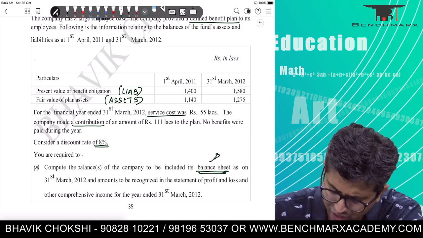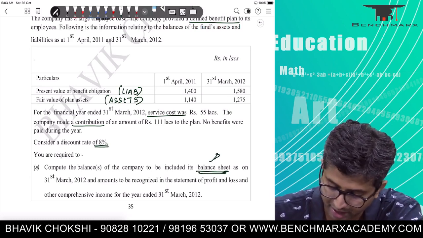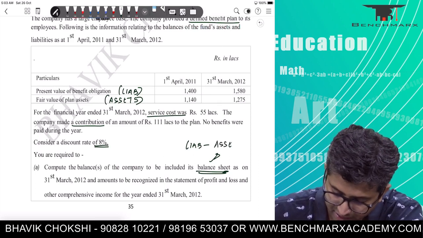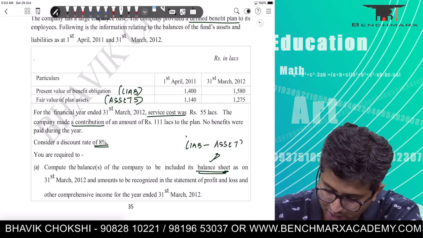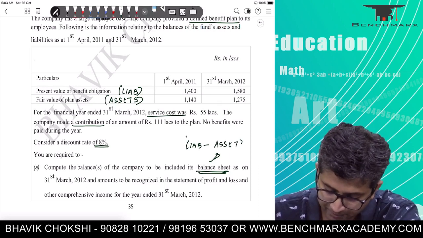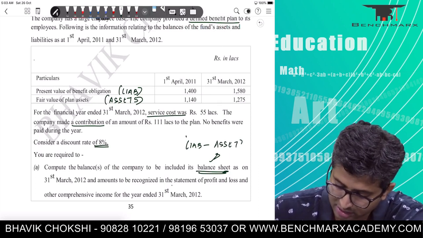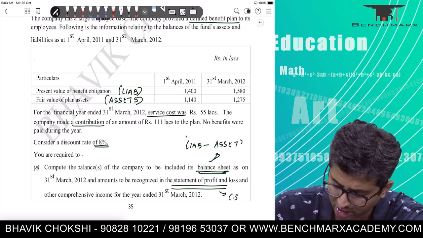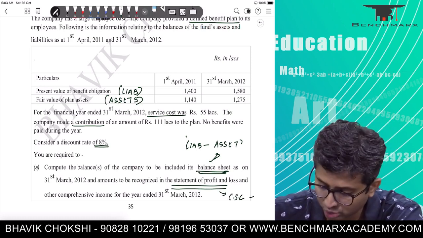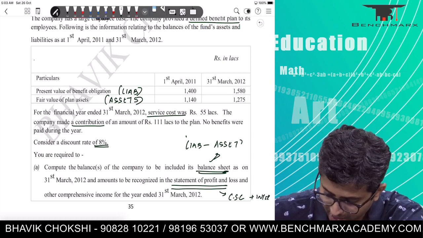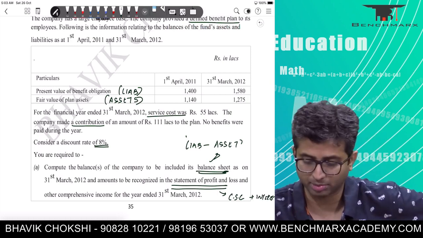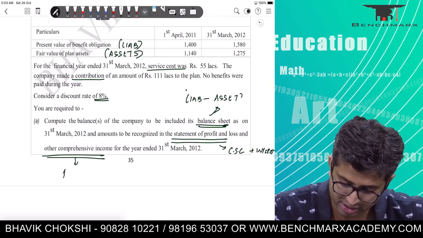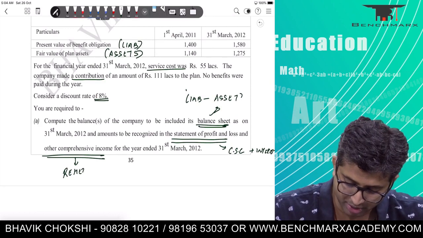Okay, what is shown in the balance sheet? Ideally, the amount to be shown in the balance sheet is the value of the liability minus the value of the asset. That is the amount to be shown in the balance sheet. The net benefit as on 31st March, and the amount to be recognized in the statement of profit and loss account. What goes in the profit and loss account? Well, usually the current service cost, usually the interest cost, at least from the perspective of this question, should go to the profit and loss, and the other comprehensive income. Now, what goes to the other comprehensive income? Usually the remeasurement items.